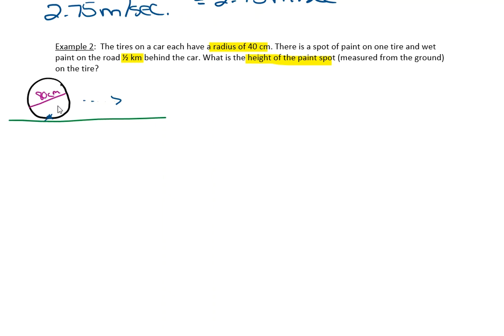The question is asking for the height of the paint spot half a kilometer later. So it starts off at the bottom of the tire, and then after half a kilometer, let's draw another little image of the tire. Let's do this one kind of dotted to show this is where the tire is going to end up. Where is the paint now? We don't know where the paint is. It could be up here at the top, sort of. I don't know. The paint is somewhere on the tire. We're trying to find out that height. That vertical distance is the height.